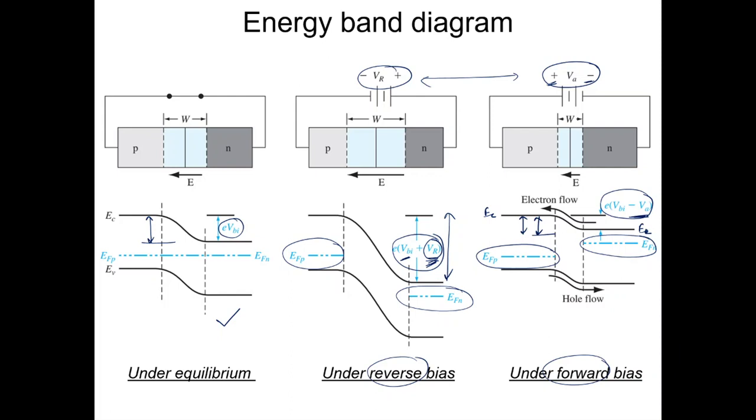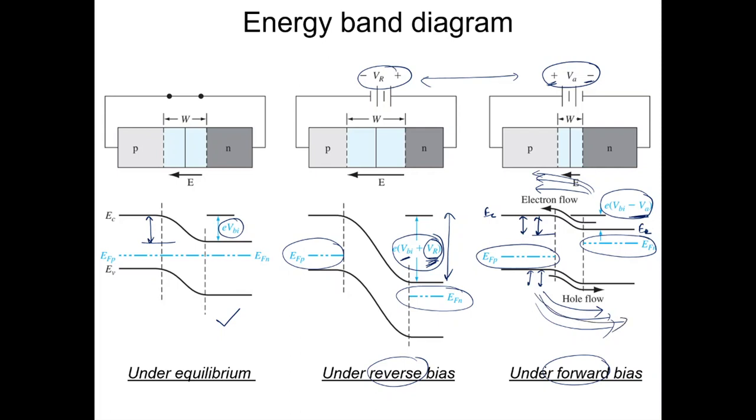So when you apply the forward bias, what happens? The electrons are going to flow from the n side to the p side, and the holes are going to flow from the p side to the n side. And as this barrier is reduced, more and more holes are going to flow to the n side, and more electrons are going to flow to the p side, or in other words, more and more electrons are going to diffuse to the p side, and more holes are going to diffuse to the n side.